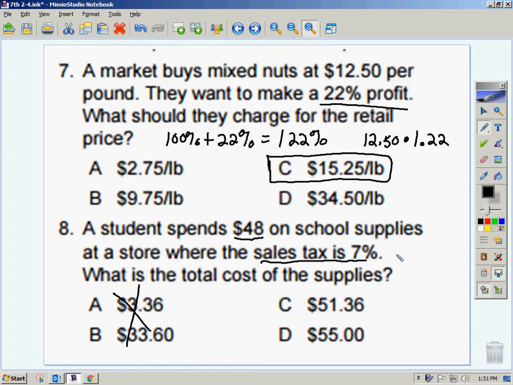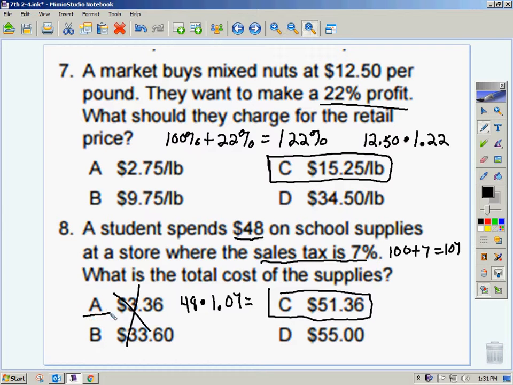Now, since it is a markup, if I normally charge 100% and I'm charging an additional 7%, I'm now at a rate of 107% for the cost. So I'm taking 48 times 1.07. That's the 100% and the 7%. I'm doing it all in one step. And if I multiply that out, it's going to give me 51.36.